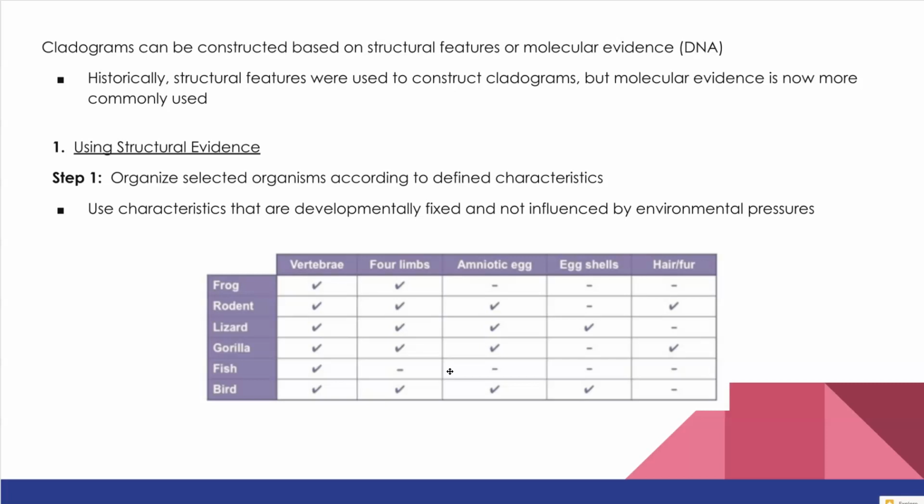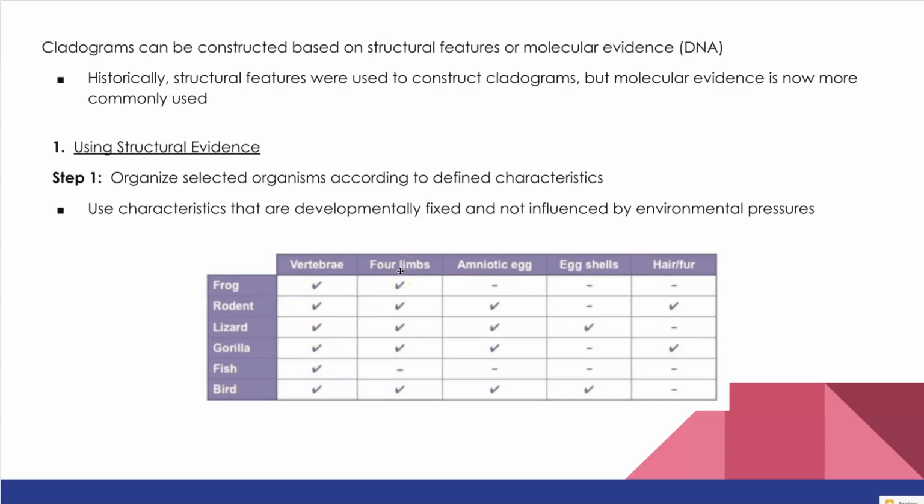So in this example, we have our data chart. The organisms over to the left, characteristics along top, just like the cell phone example that you did yesterday. So vertebrae, 4 limbs, amniotic egg, eggshells, hair, and fur. Now I know that not everybody is full of knowledge when it comes to animals. So if you don't know a characteristic, you have the internet at your fingertips. Look it up, see if that organism has that particular characteristic. Frog, rodent, lizard, gorilla, fish, bird. All of these have a backbone. Check those off.